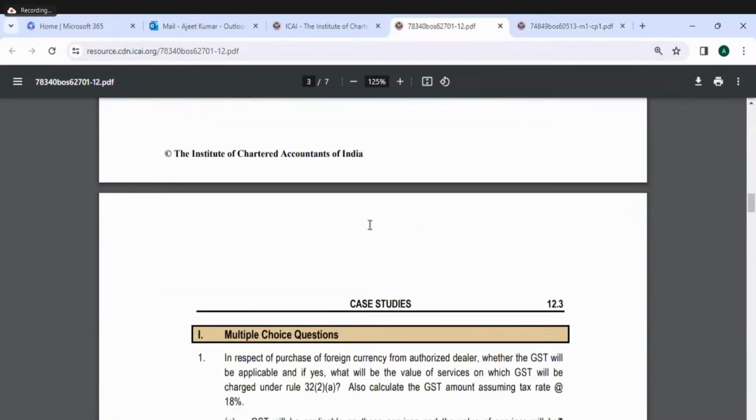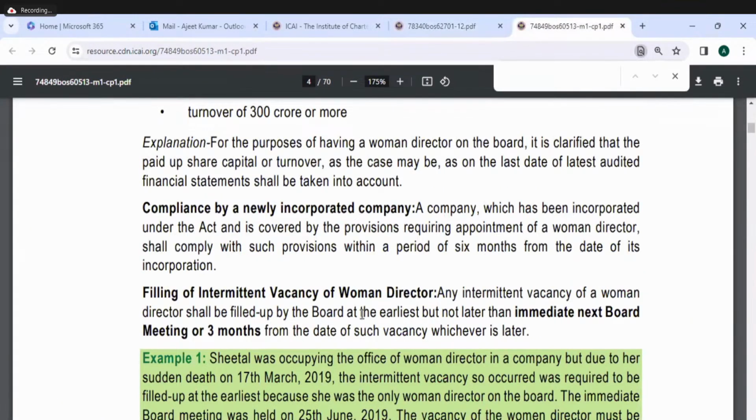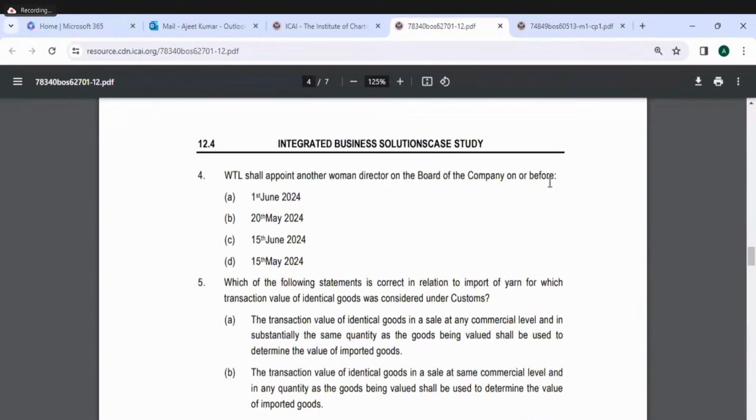So now we have the answer here. WTL shall appoint another woman director on the board of the company on or before, because the provision says not later than, and then we are saying whichever is later. The later date is 1st June, but we cannot go beyond 1st June. So on or before 1st June. In this case, the answer is clear cut: it's 1st June 2024. Now, suppose in this question, there is one more thing.